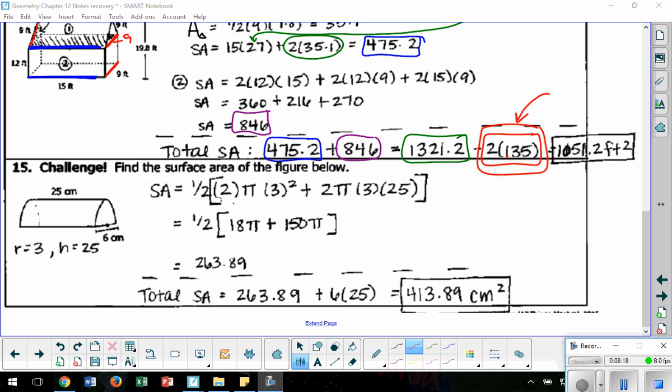Number 15, all of this inside is finding a cylinder. Surface area for a cylinder. This 1/2 means I'm taking this cylinder and cutting it in half, just like if I was to find a sphere and cut it in half. I can't cut this in half. I don't have a cylinder that's half. Okay?